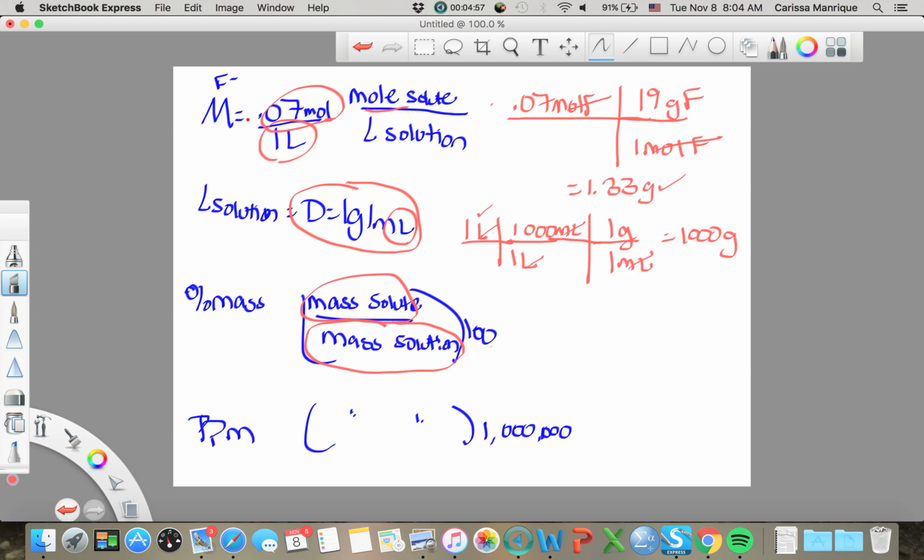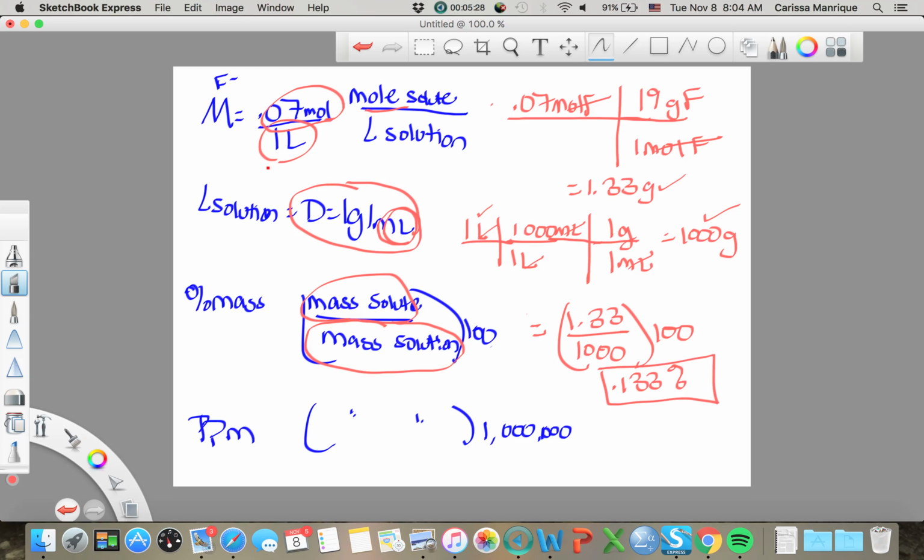Now again, the reason I had to convert it to milliliters first is because this unit conversion had milliliters and not a liter in it. Okay, now I have the mass of the solution. So let's put this in the formula. I have 1.33 divided by 1,000. I'm going to multiply this by 100. Now when I do that, I get 0.133, and that is my mass percent.